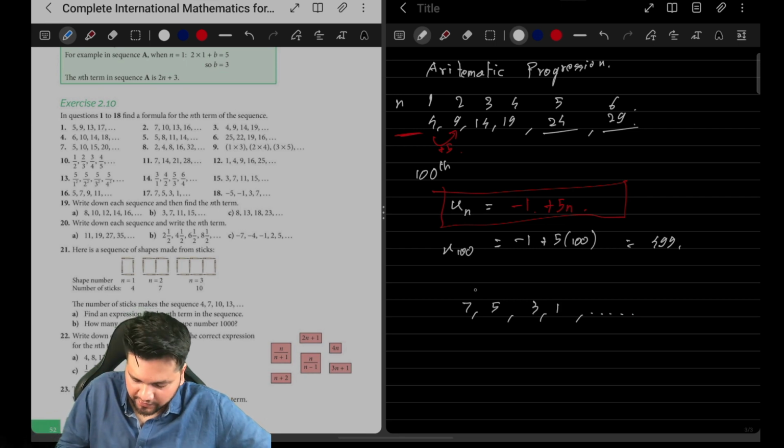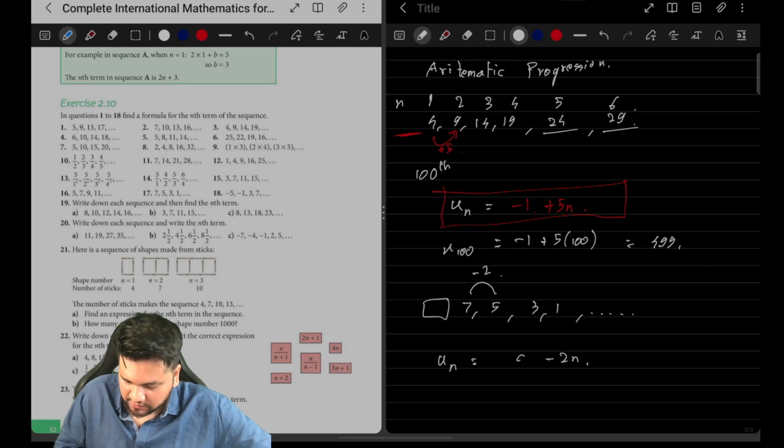You are just subtracting 2 out of it. So un would be what? Un would be, I am subtracting minus 2 from it, right? So it has to be minus 2n. What would have been the previous term? If there would have been, it's going to be 9. So the answer is 9.